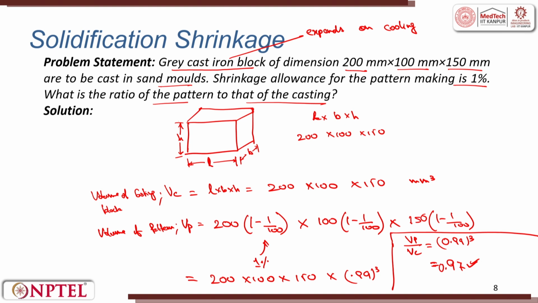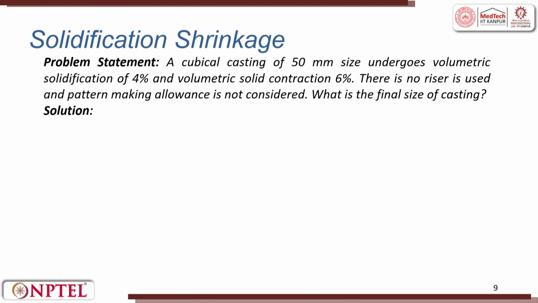Similarly, there is another problem statement that also asks about the ratio. If a cubical casting of 15 millimeter size undergoes volumetric solidification of 4% and volumetric solid contraction of 6%. You see solidification of 4% and solid contraction of 6%. There is no riser used and pattern making allowance is not considered, so these are both ignored. What is the final size of the casting? This is an interesting problem statement, just go through it.